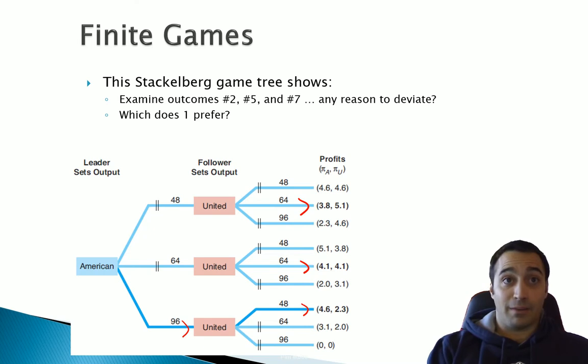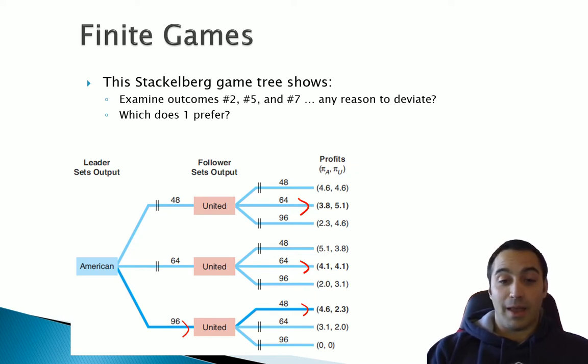Next, we'll move to American. Does American have any incentive to deviate? Well, if American deviated to 64, they'd get 4-1 utils, which is worse for them. If they deviated to 48, they'd get 3-8 utils, which is worse for them. Therefore, we can say that this is a Nash equilibrium.